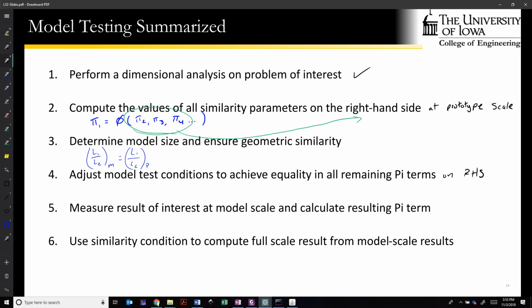Then conduct the experiment, measure the result of interest, and calculate the resulting pi term. In other words, calculate pi 1 at model scale. And then, at this point, our satisfaction of similarity means that pi 1p will be equal to pi 1m, and we can use this to calculate u1, the actual result of interest in engineering units that we're interested in looking for.